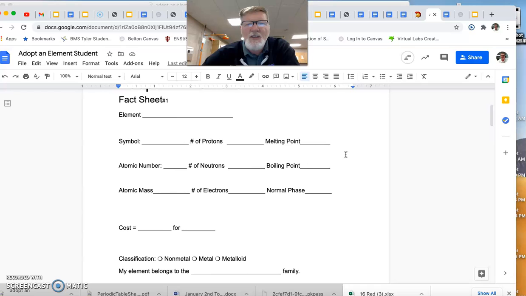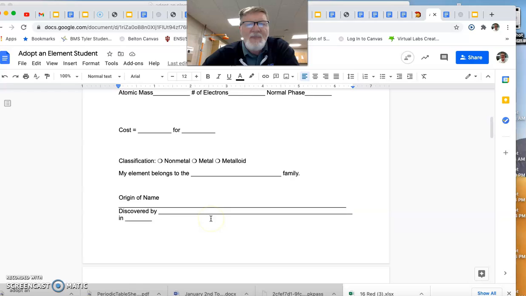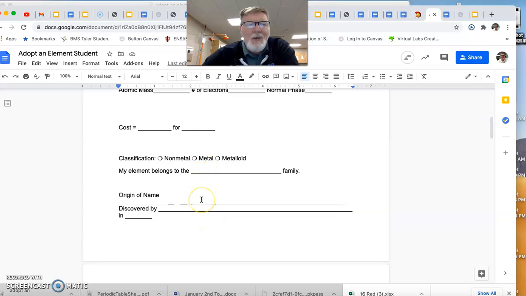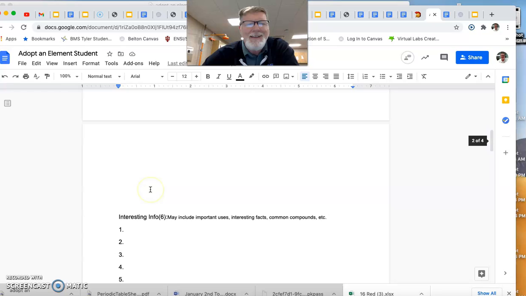As you research them, you're looking for the symbol, the number of protons, neutrons, electrons, its atomic number and mass, melting point, boiling point, and the normal phase. Is it a solid, liquid, or gas at room temperature? How much would this element cost if you went to buy some, per unit of mass or measurement? Would we classify this as a metal, non-metal, or metalloid? What family is it in? How is it named? Who discovered it, the person, group, or institution? And what year, or when, did that happen?